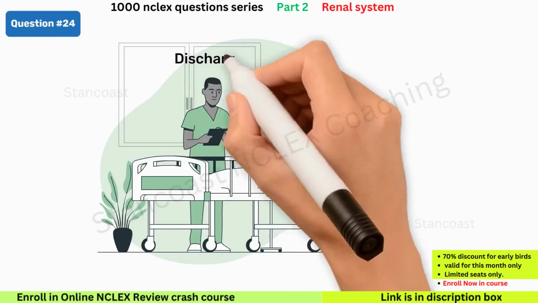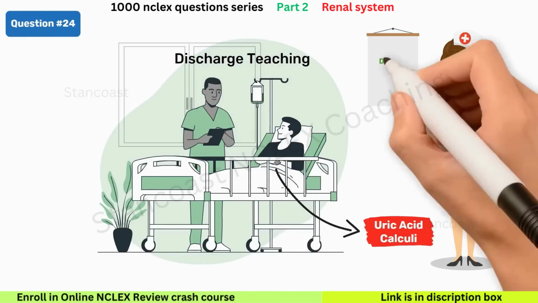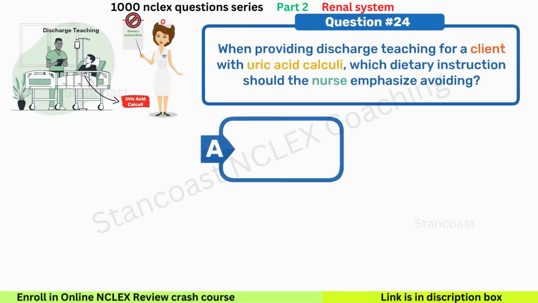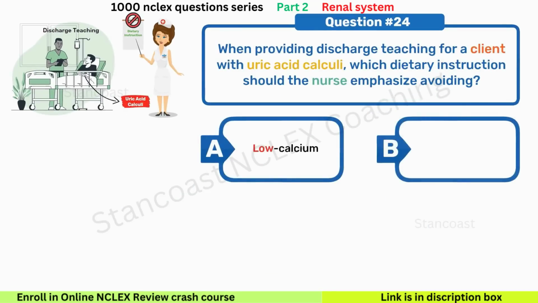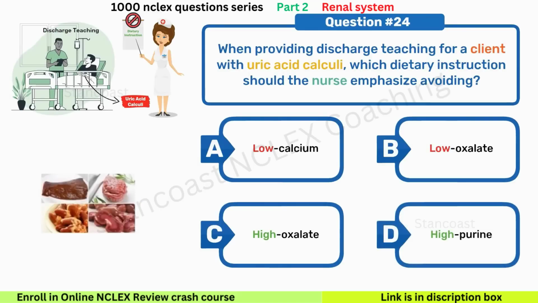When providing discharge teaching for a client with uric acid calculi, which dietary instruction should the nurse emphasize avoiding? A. Low calcium. B. Low oxalate. C. High oxalate. D. High purine. Correct answer is D. High purine.